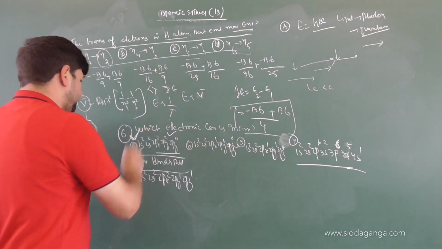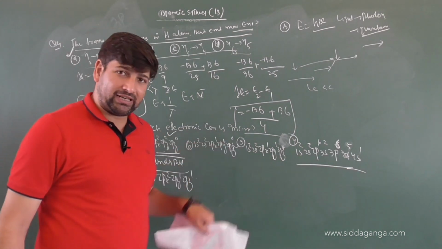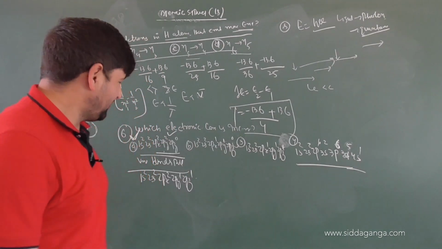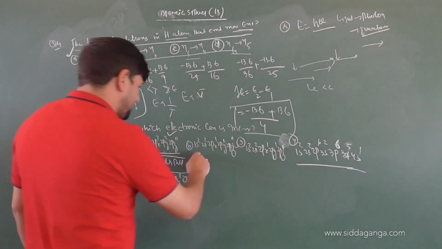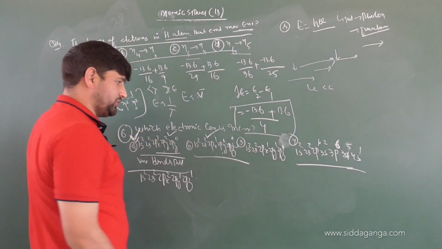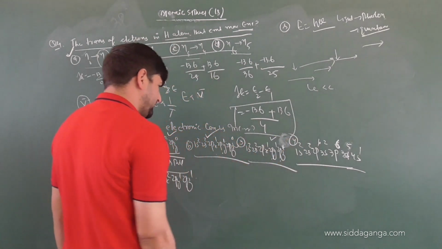So this is wrong. Wrong is right for this question, because we have to find out the incorrect one. So the incorrect, that is the wrong electronic configuration, is the right option. So this will be the right option. Second one, 1s2, 2s2, 2px1, 2py1, 2pz1. It is perfectly according to Hund's rule, definitely.